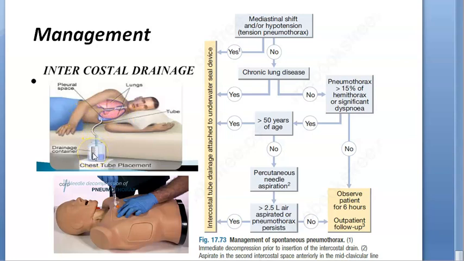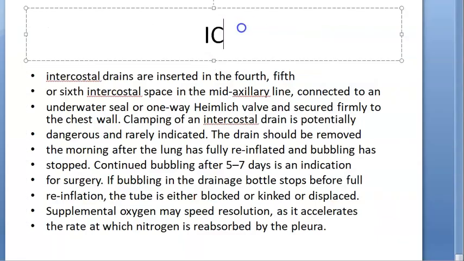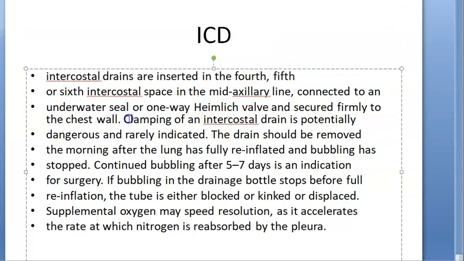And for this chest tube, we will have to put a water seal so that the air doesn't come back into the lungs, okay. So that is the intercostal chest drainage tube. They are showing here how to do the intercostal drainage tube. So mid axillary line, then there's a valve, then you should attach it to the chest wall, okay. A drain should be removed the morning after the lung has fully re-inflated. Continued bubbling, if it is there, is an indication for surgery, okay. Supplemental oxygen may help resolution. You can give oxygen as it accelerates the rate at which nitrogen is reabsorbed by the pleura.